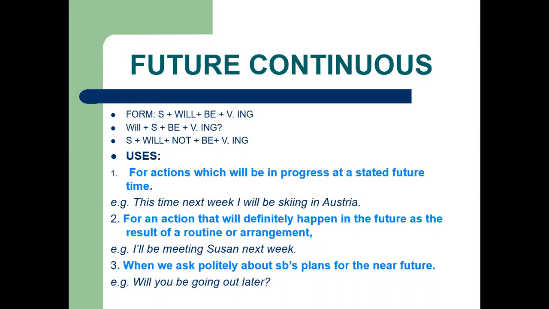And then we pass on to the future continuous. The form is subject plus will be plus ing, of course, with the inversion of order in the question and the addition of not in negative statements. You use it for actions which will be in progress. This time next week I'll be skiing in Austria, or tomorrow at 10 a.m., not during lockdown, but you can say she will be playing tennis.